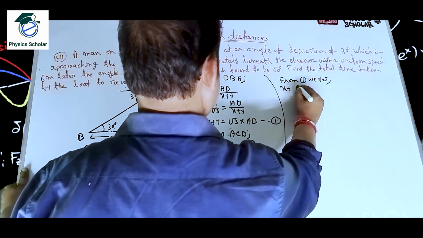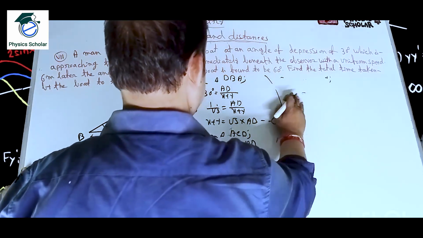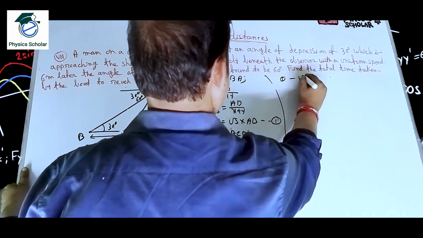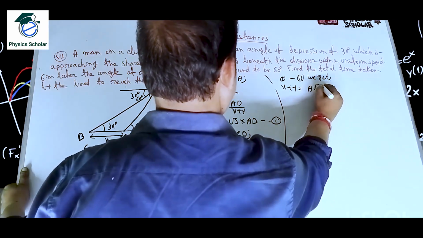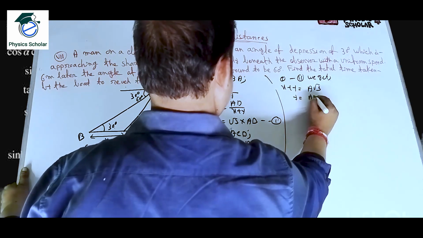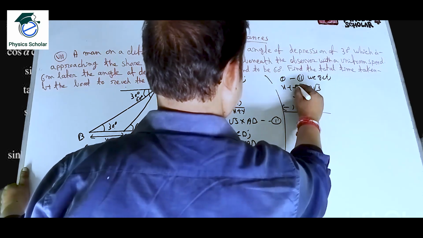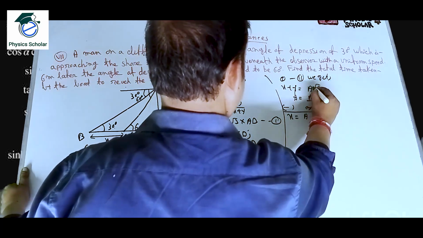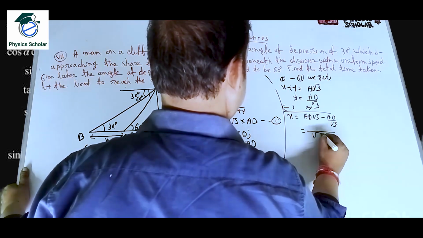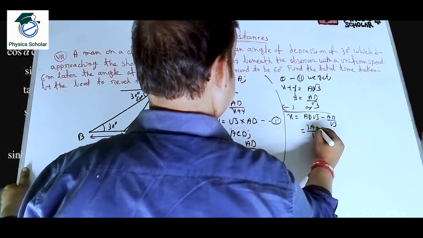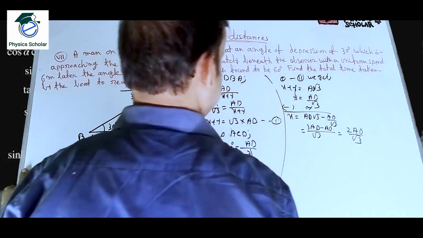X plus AD by, okay, or it's better, 1 minus 2 we get: 1 means x plus y is equal to AD root 3, and y is equal to AD by root 3. So this will cancel, and x is equal to AD root 3 minus AD by root 3. So root 3 will be the LCM, so 3AD minus AD is equal to 2AD by root 3, clear.